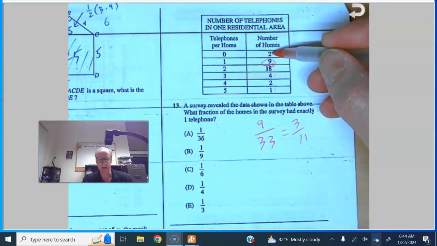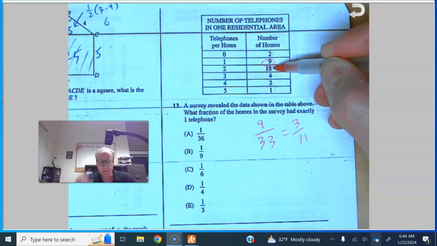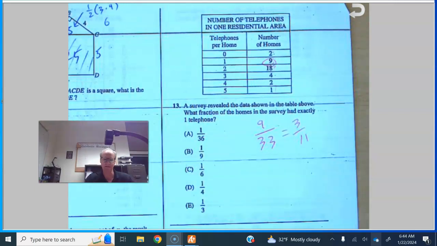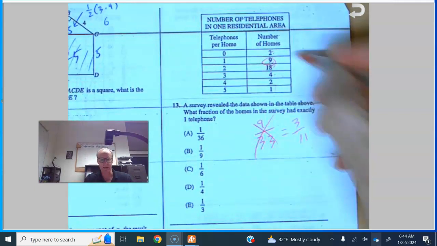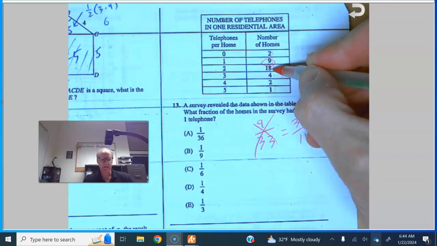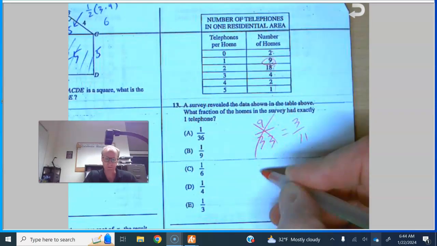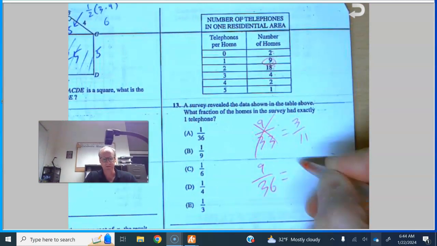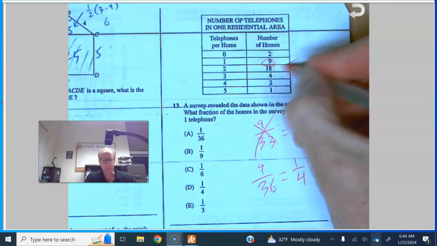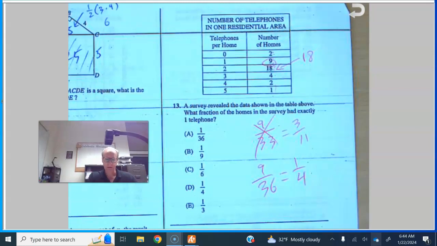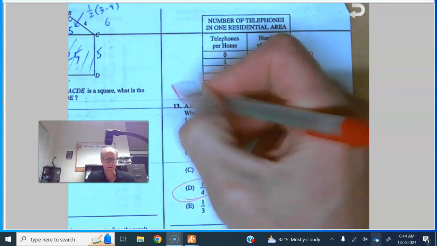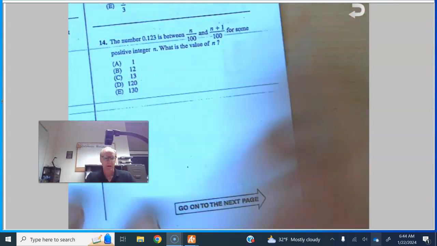Maybe I made a mistake on adding. 11, is that a 5? Oh, that's 18. Dang it, can't read today. 11 and 18 makes 29. Sorry about that. 36. So it's 9 out of 36, which is 1/4. I can't see very well. That's an 18. Anyway, there it is, 1/4, D, and we're moving on. Darn, getting behind in time already.